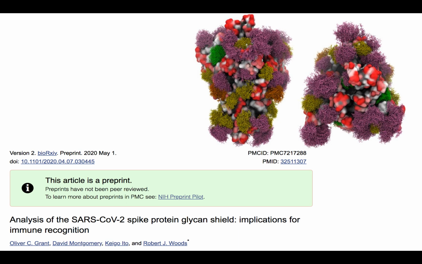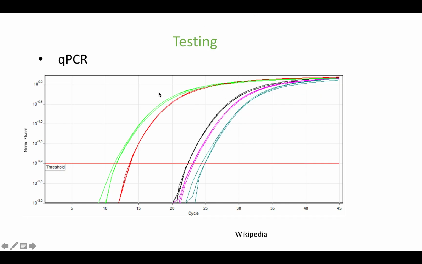Well, the antibodies need to see the real surface of the outside of that spike protein, and so knowing that these sugars are there may affect whether or not your immune system recognizes this protein. Okay.